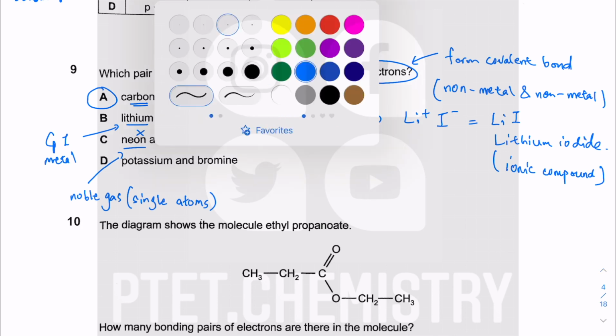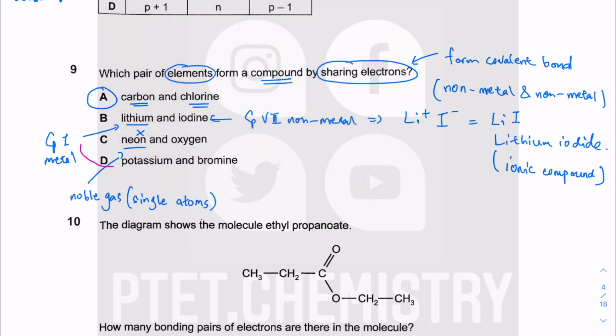Potassium is again another group 1 metal, so I'll just use pink color there. This is another group 7 non-metal, so you have K+ and Br-, which is KBr. This is called potassium bromide because it's a Br- ion. It's also an ionic compound.